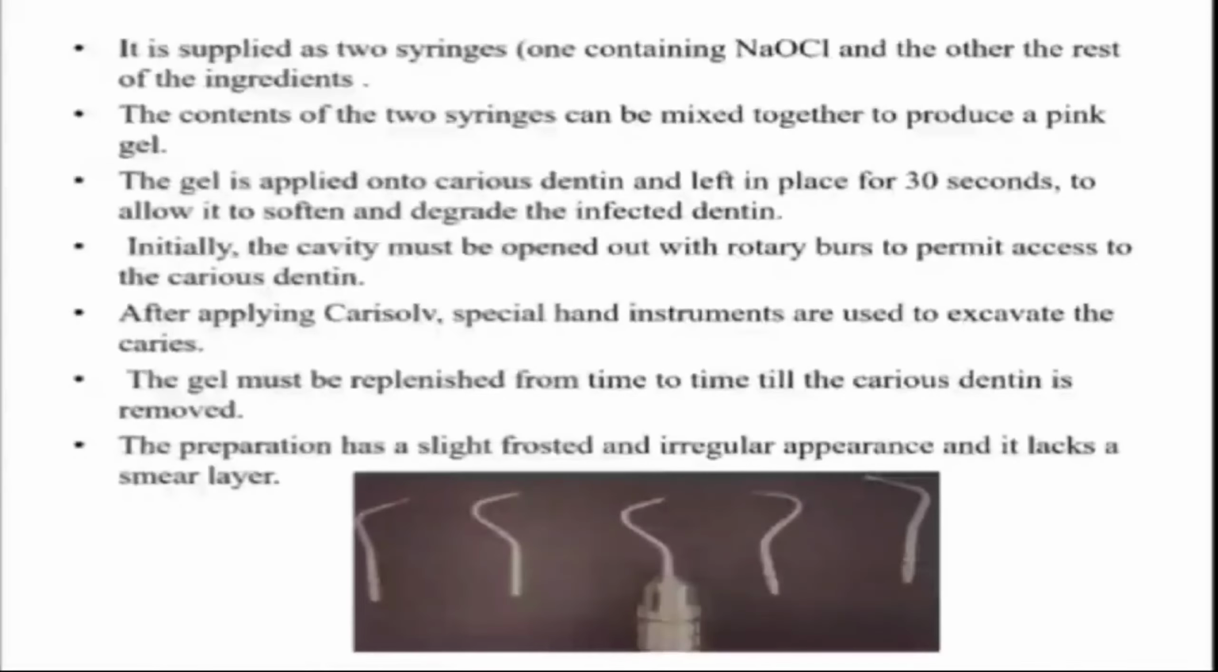This is the differential diagnosis of reversible and irreversible pulpitis. Here you can see the features like pain type, stimulus, pain at night, postural pain, pain localization, referred pain, history, percussion, the pulp test, any color change, radiograph, and also treatment. So you can refer to this table for any differential diagnosis of reversible and irreversible pulpitis. And this concludes that chapter.